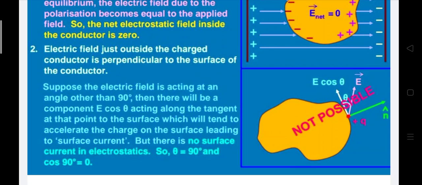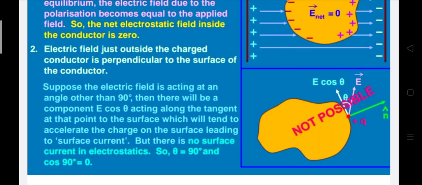Now what will happen? If the electric field is along the surface, E cos theta is the electric field along the surface, then what will happen? There will be a force acting on the electron. As a result, it will start to move on the surface, making a surface current. But we do not get any surface current.